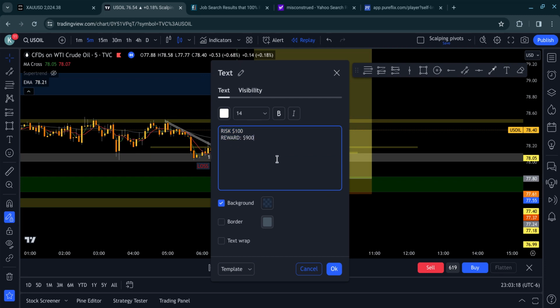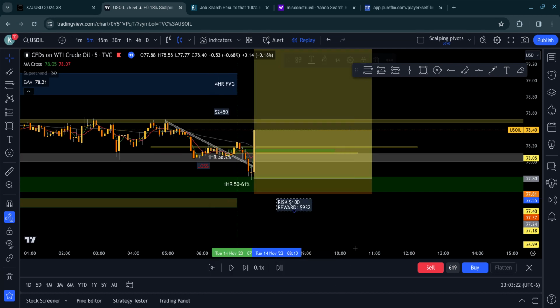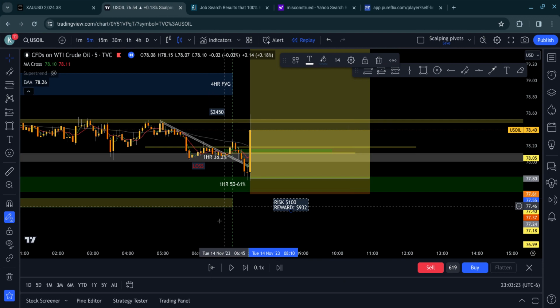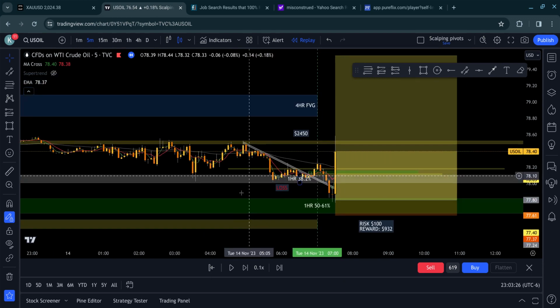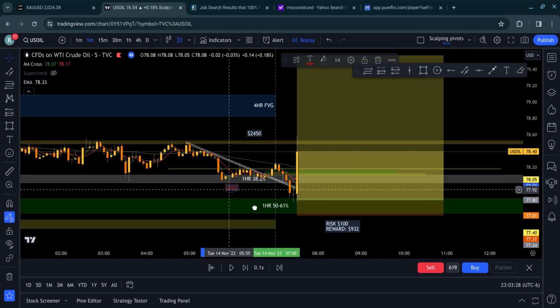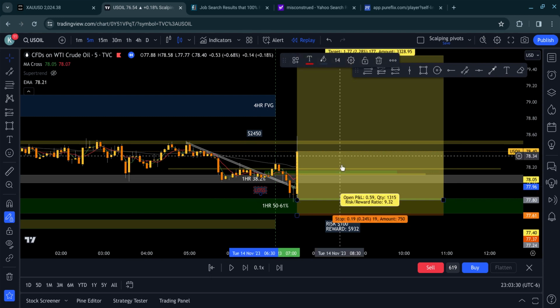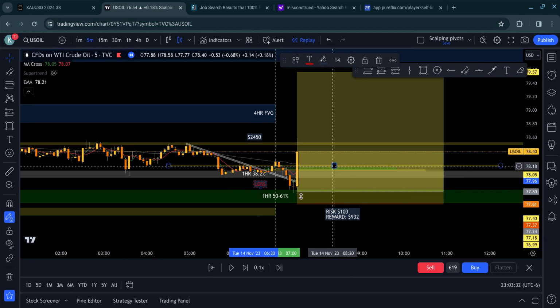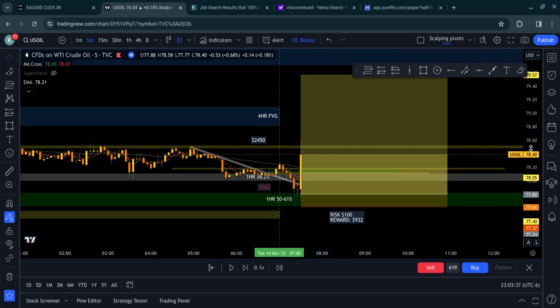So we're risking $100 to make $932, right? Because we got another retest into this zone. That was a significant zone. So we got one loss here, and then now we re-enter. As soon as it taps back into that zone, you're aggressive. Now you're in profit. So let's see how this plays out.